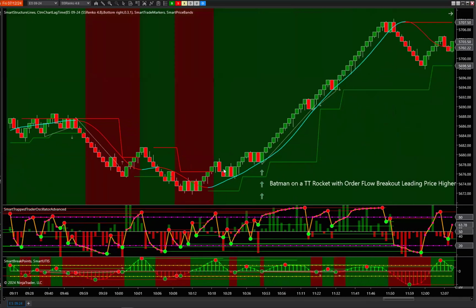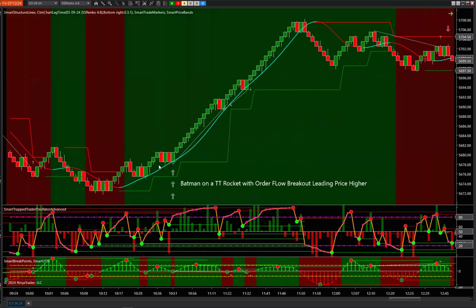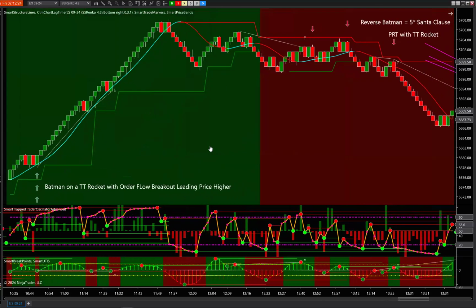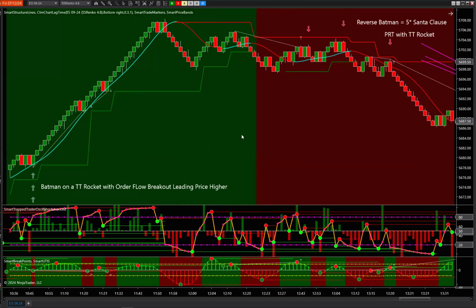But we turn green again, and you've watched us long enough to know that when it's green, we like the long side because of the algo that we've written. Here we've got an ABCD up with a lead out. This is Batman on our trader trap rocket. And now order flow breakout is saying, hey, we're going up, and up we go. It's that simple. Y'all can make this a lot harder than that if you'd like, but it's just that simple.